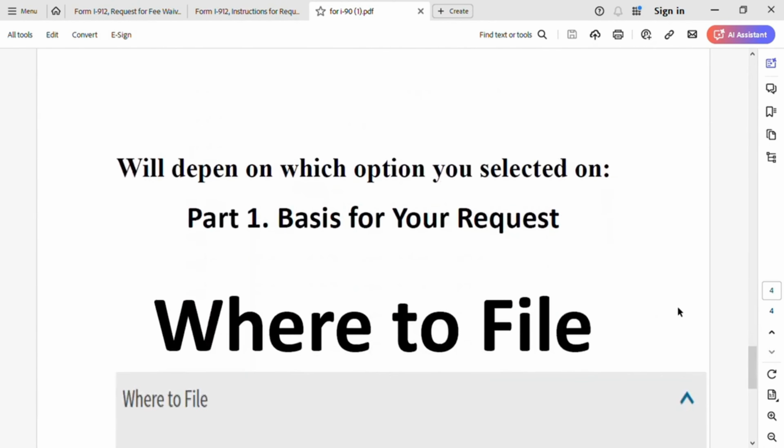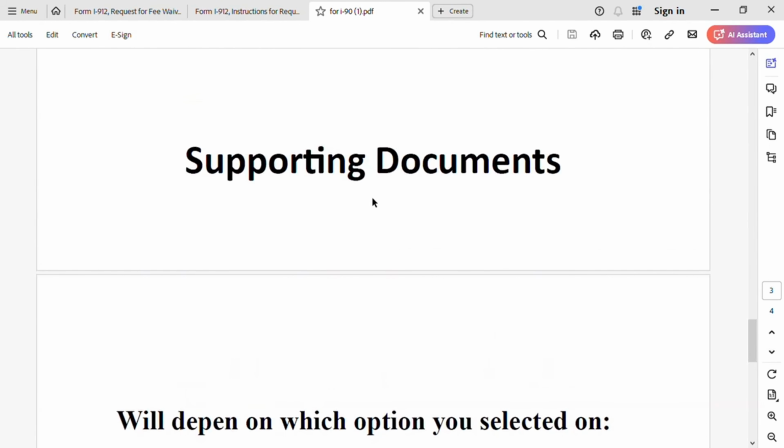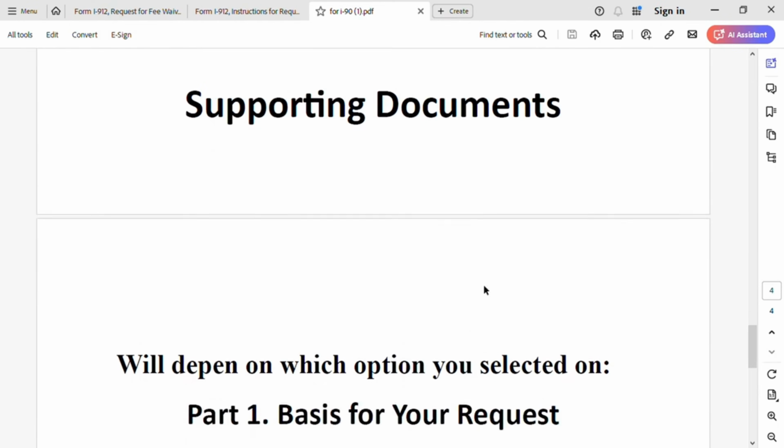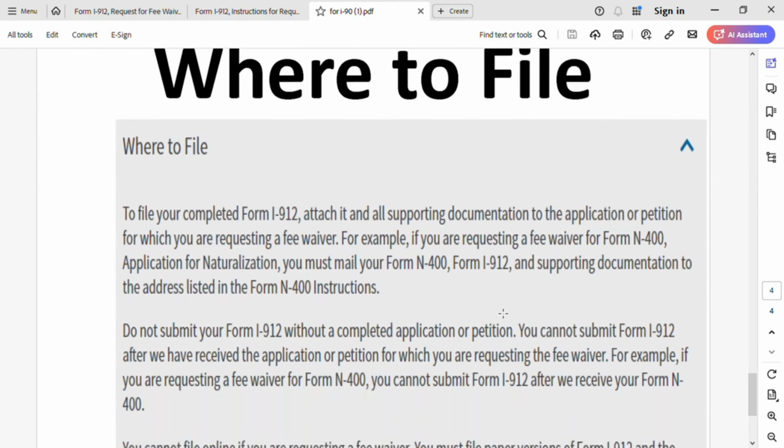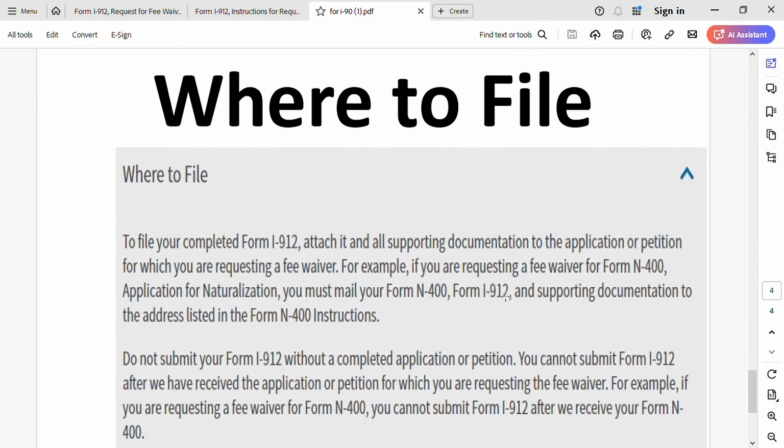Supporting documents will depend on which option you selected in Part 1, basis of your request. So I'm not going to go through the supporting documents because it will depend on the option you selected in Part 1. Now, where to file? That's the question I get most from my viewers or my subscribers: where can I send this form? This form, you can request a fee waiver only when you file a form. Thus, I-912 must be attached, with all supporting documents, to the application or petition for which you are requesting a fee waiver.